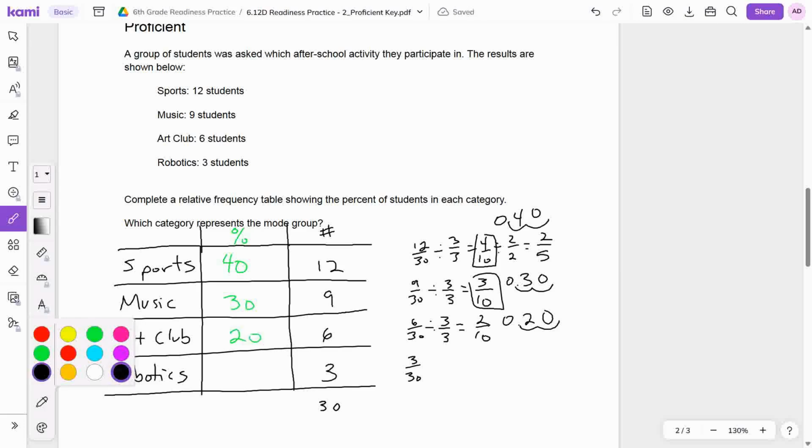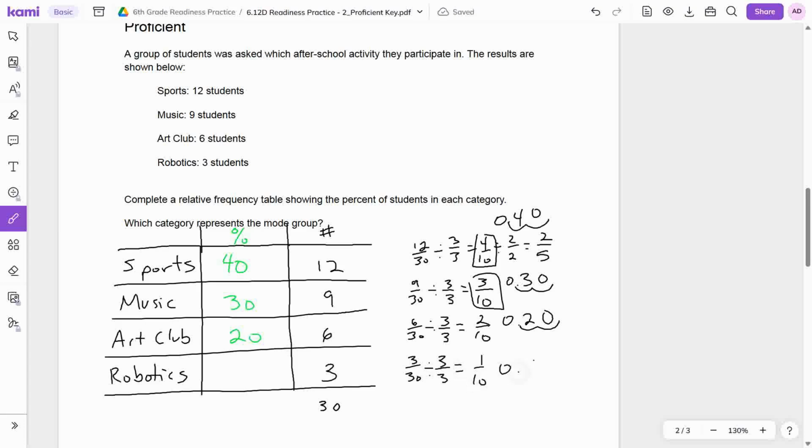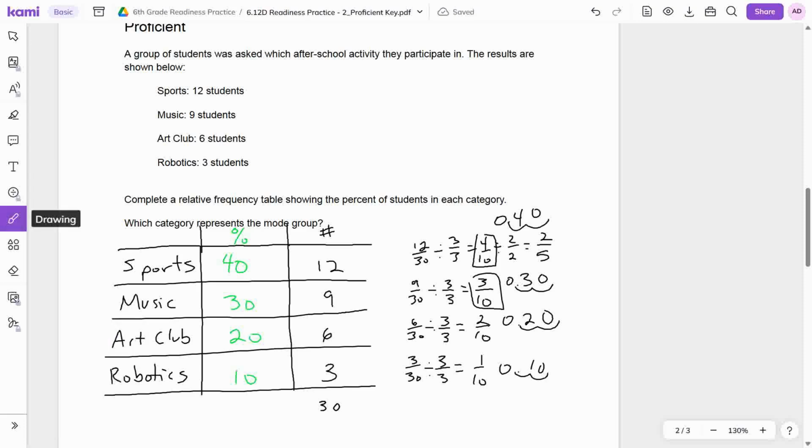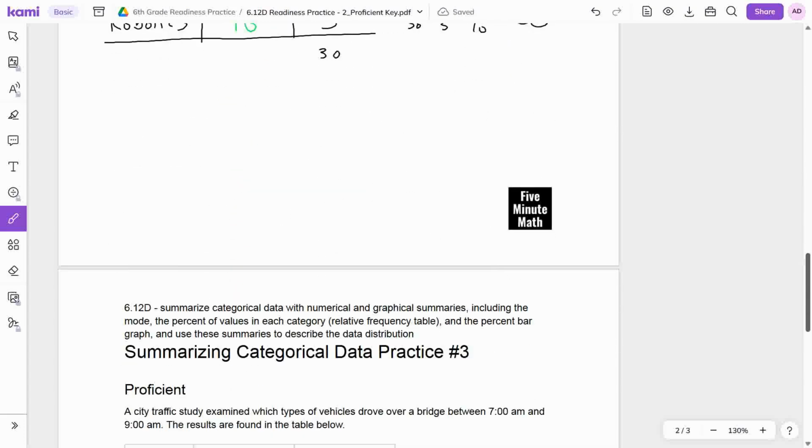Now, this last one, we can just see how much is left, or we could just keep doing like this. It should double check to itself. That's going to be 1 tenth, 0.1. And so let's double check to make sure 40 and 30 make 70, and then 20 and 10 make 30. So we're good. That's 100%. So that is our relative frequency table with the percentages added by us.